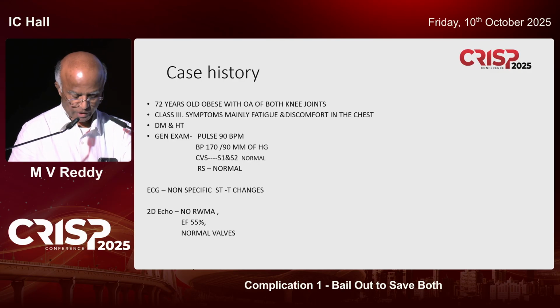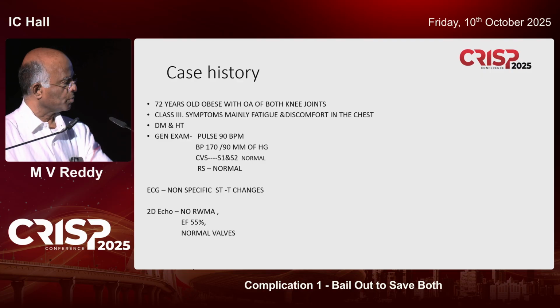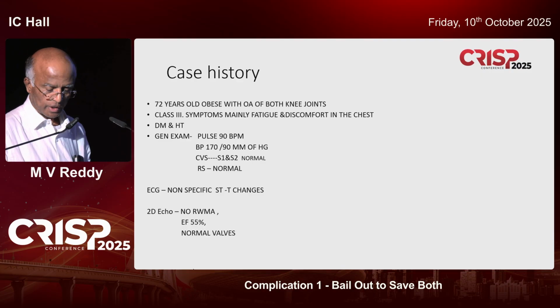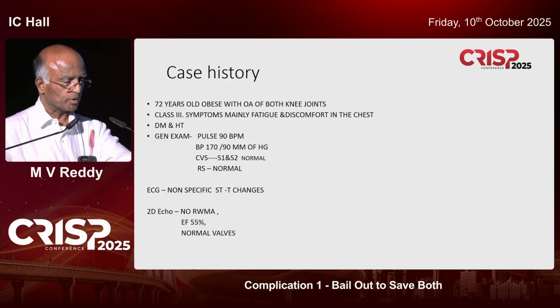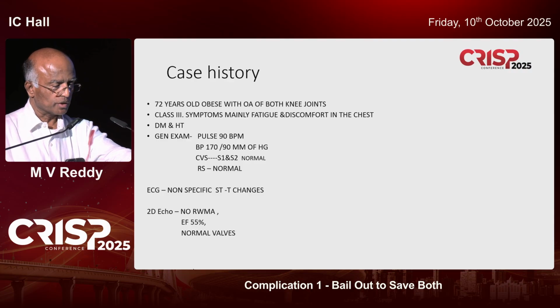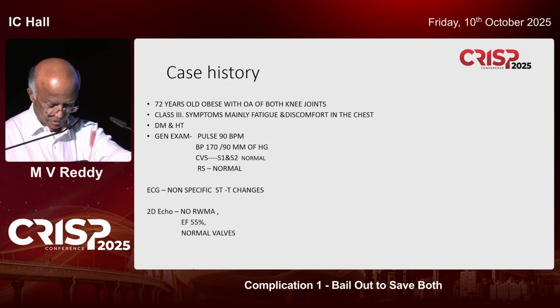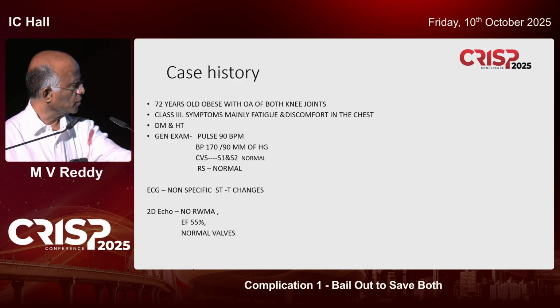The patient is a 72-year-old lady, hypertensive, diabetic, obese, with osteoarthritis. She came to me with class 3 symptoms of dyspnea and chest discomfort. General examination was normal. ECG showed non-specific ST-T changes. 2D echo was normal, with no wall motion abnormality.